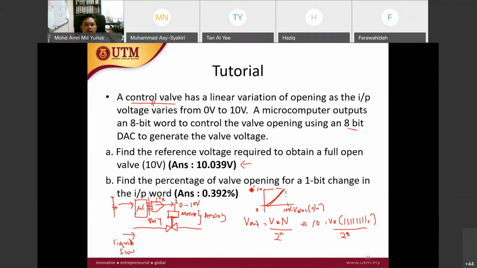Find the percentage of valve opening for 1 bit change. What does 1 bit mean? You can start with any value of the input, and then find the output. We all know that the digital input will always start at 00000000, and then the next value of digital input is N.